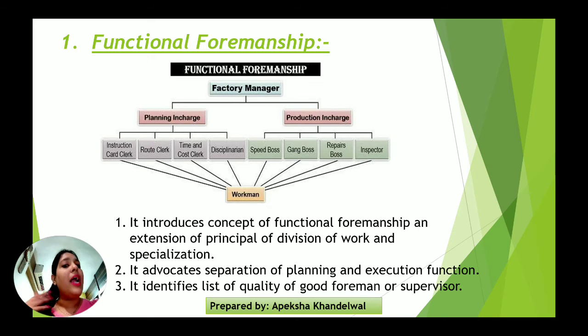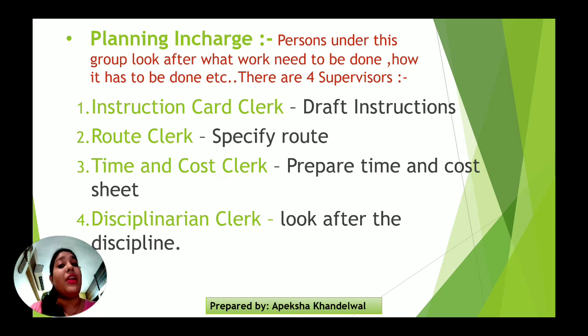So for that, F.W. Taylor has created 8 bosses. Those 8 bosses were categorized on the basis of 2. 4 bosses come under the category of planning in charge, and 4 bosses come under the category of production in charge. Now let's move on with the very first topic, that is planning in charge.